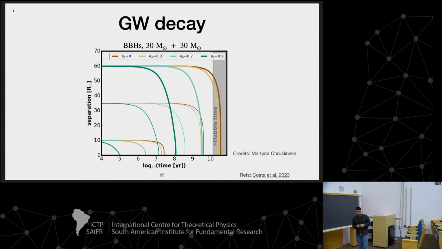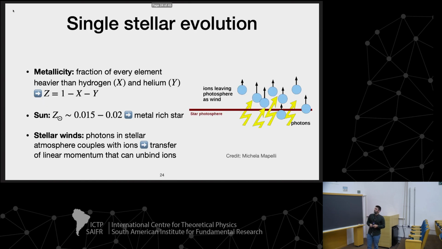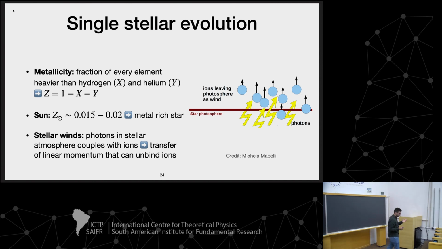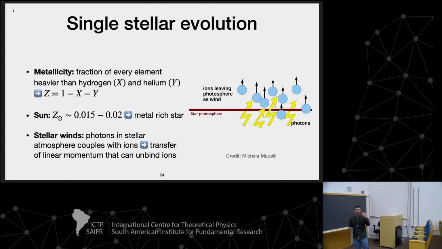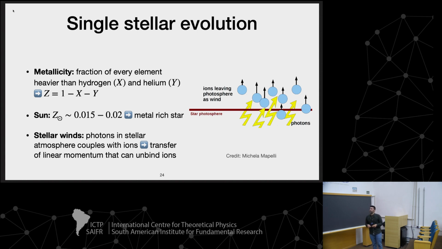Questions? Okay. So now astrophysics. As I already said, black holes and neutron stars are the final outcome of massive stellar evolution. So we need to focus now on single stellar evolution. Let's see what astrophysical processes play a role once we look at just a single star, not in a binary system. The most important parameter that we need to consider is metallicity. We already talked about that yesterday.